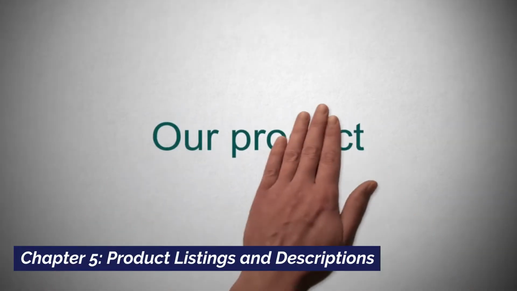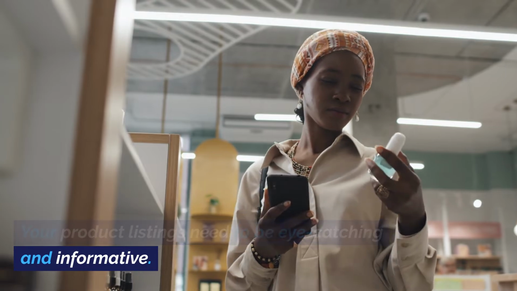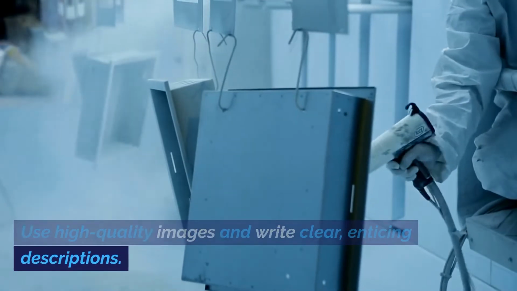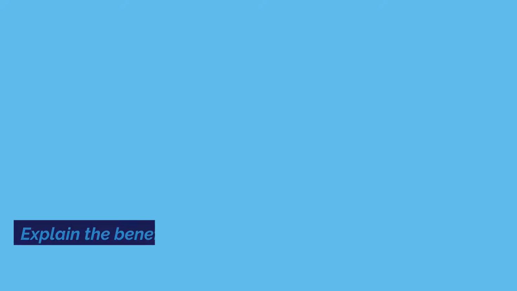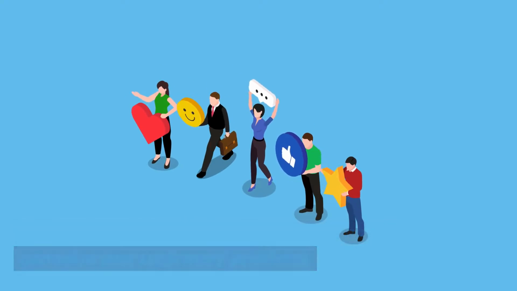Chapter 5. Product listings and descriptions. Your product listings need to be eye-catching and informative. Use high-quality images and write clear, enticing descriptions. Explain the benefits of your product and how it can solve your customers' problems.